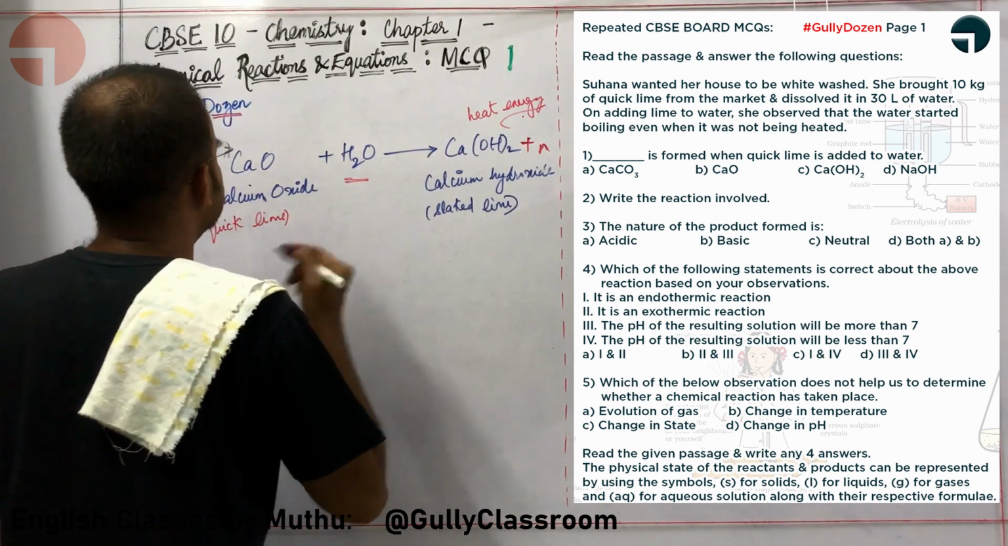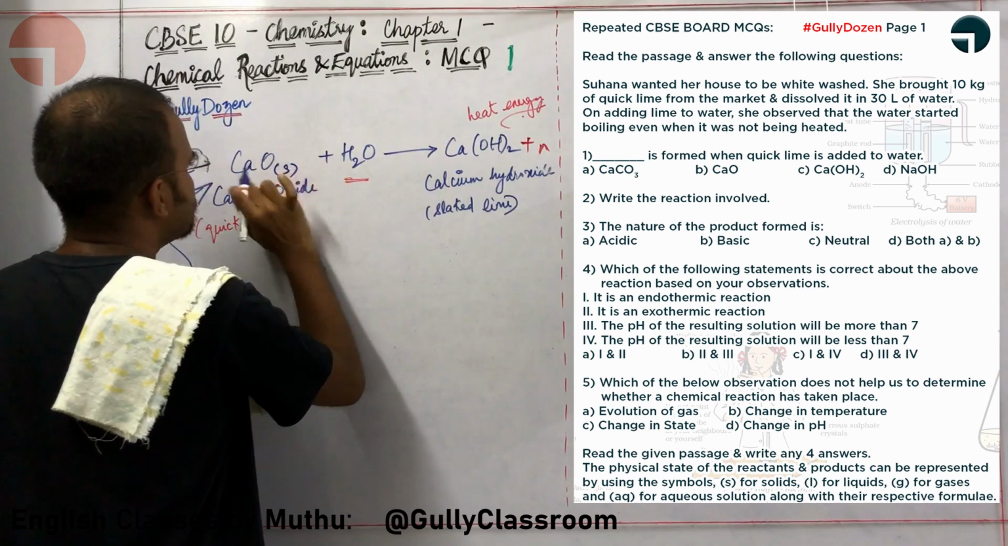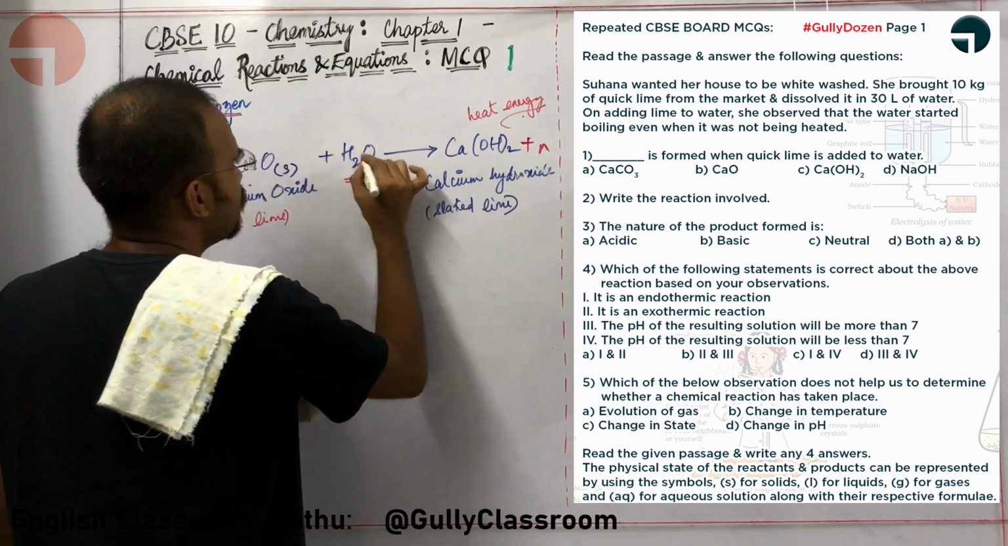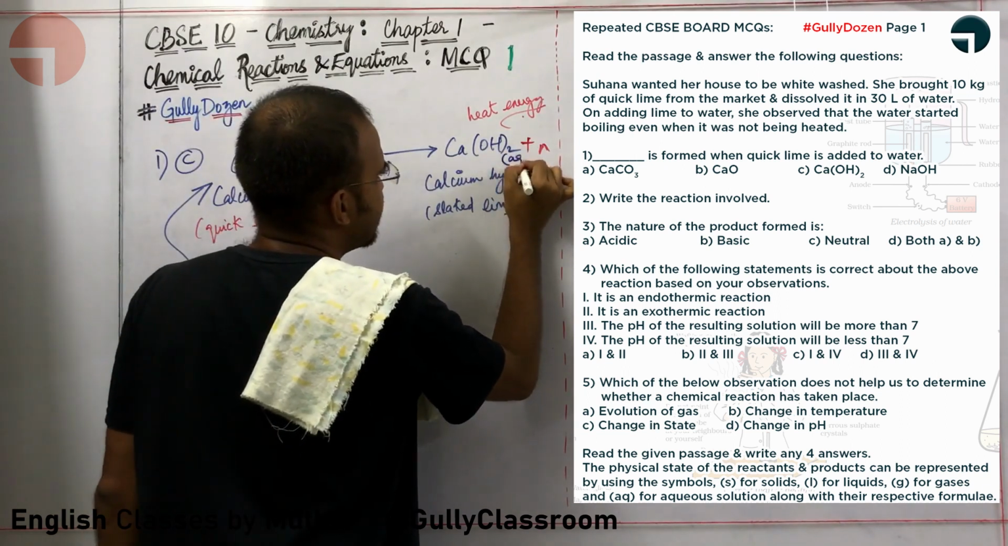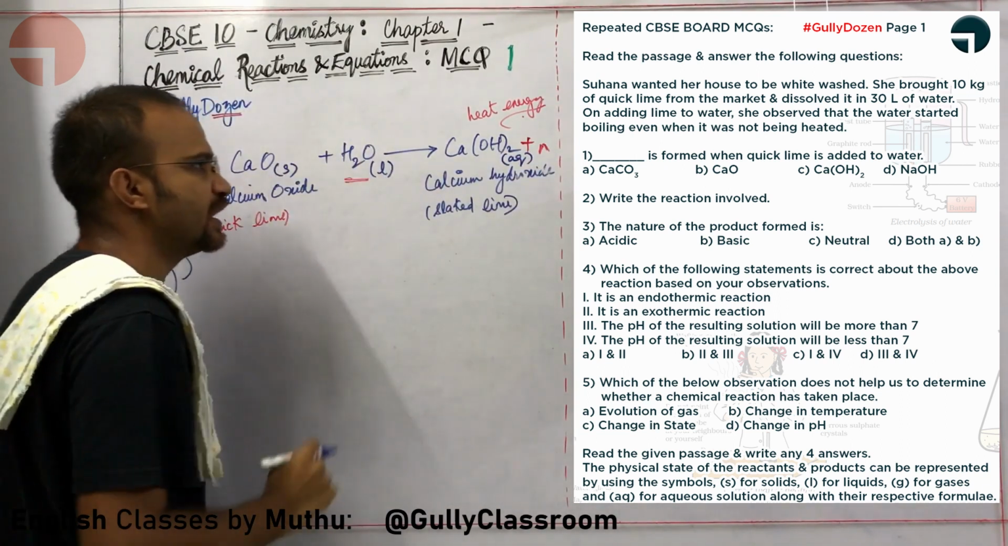Let me write all the states here. CaO will be solid. H2O obviously will be a liquid. This will be in aqueous state because of the presence of water.